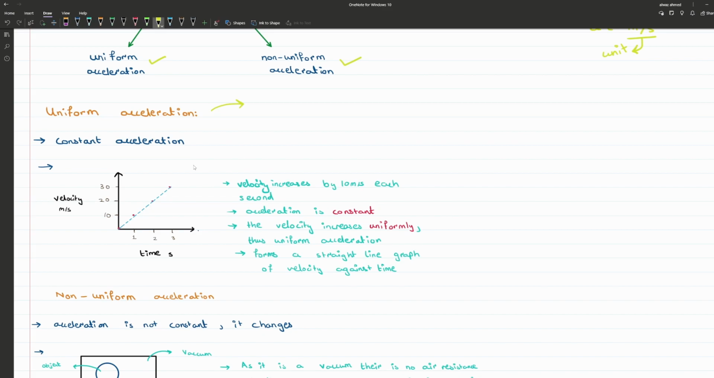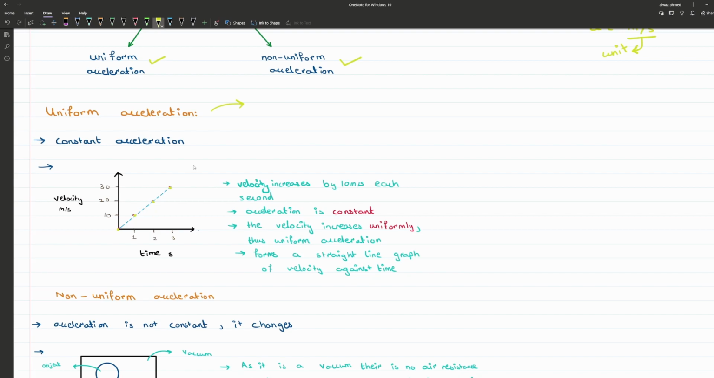So let's read. Velocity increases by 10 meters per second each second according to this graph. So you see at point 0 the velocity was 0. At this point our velocity is 10 and the time passed is 1 second. After 2 seconds our velocity has increased to 20, and after 3 seconds it has increased to 30.